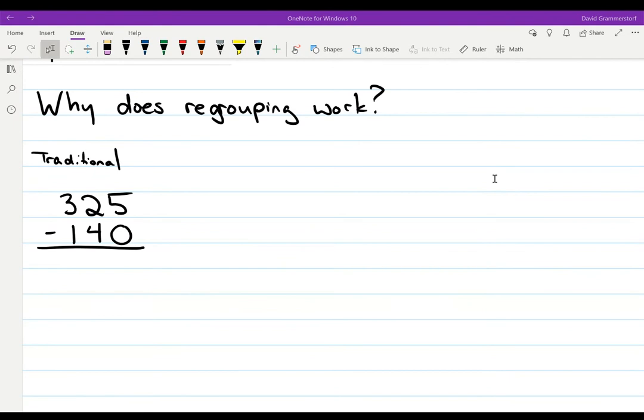You know, it's one thing to follow the steps and get the right answer, but it's another to understand the math behind it. And to me, the best way to make sure that you understand the math behind regrouping is by rewriting the number in expanded form. When we rewrite the problem in expanded form, it becomes a lot easier to see what's going on when we regroup. So let's do that.